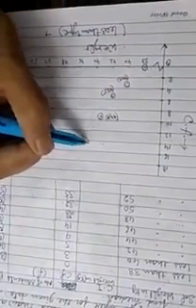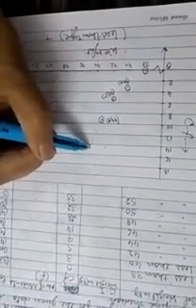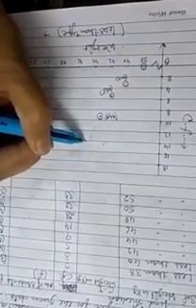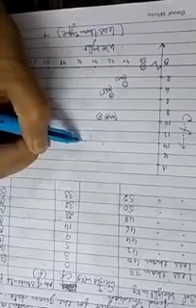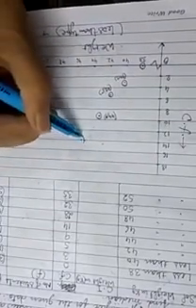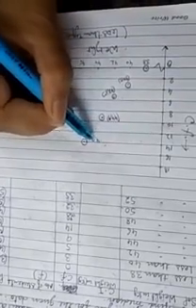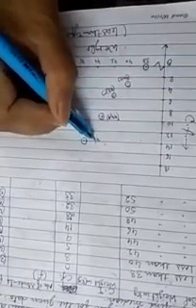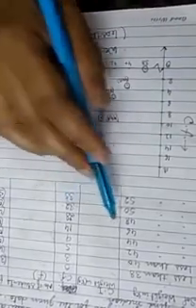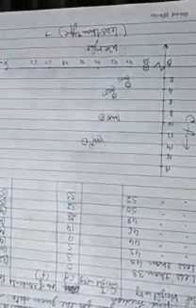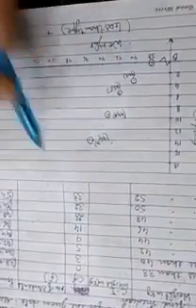Then next you have to move to 46, corresponding to this is 14. So corresponding to 46 you have to take the number 14, like this. In this way you have to move further. Then in this way you have to plot all these points.